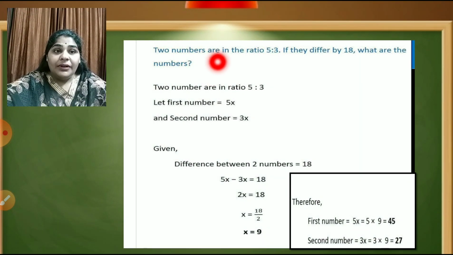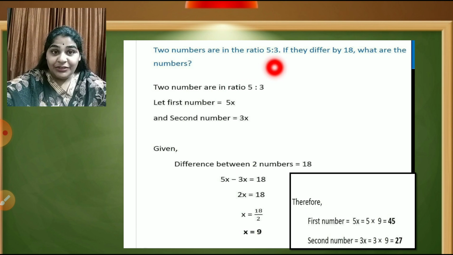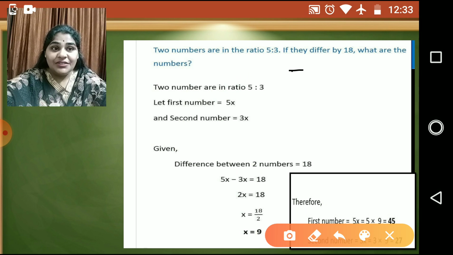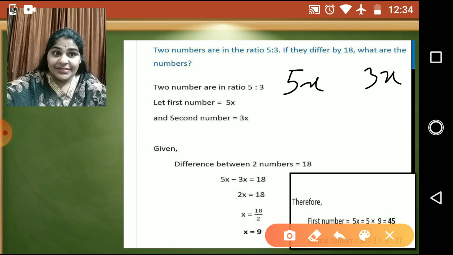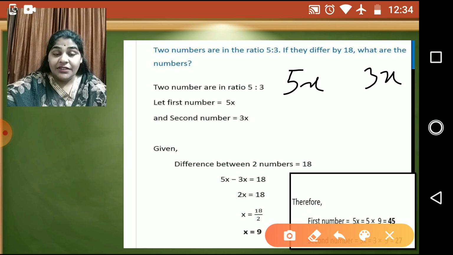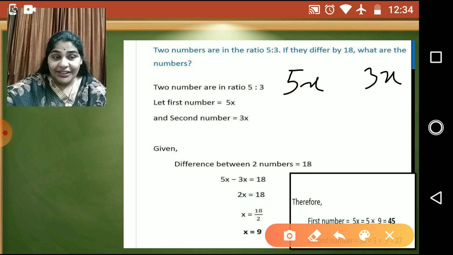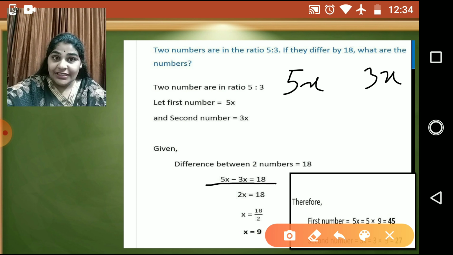Two numbers are in the ratio 5 is to 3. Now when we talk about ratio, what do we take, children? Yes, we take 5x and 3x. These are the two numbers. If in the ratio they differ by 18, differ means when we subtract, we get 18, right, children? So what we are going to do, 5x minus 3x is equal to 18. So 5x minus 3x is 2x. 2x is equal to 18.